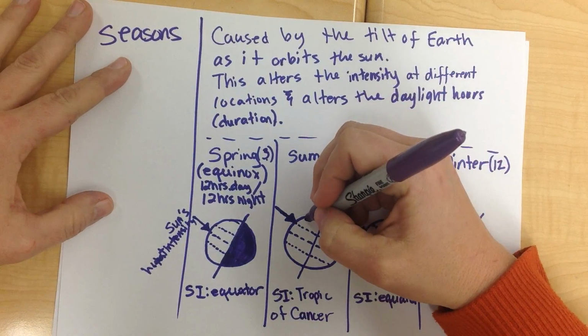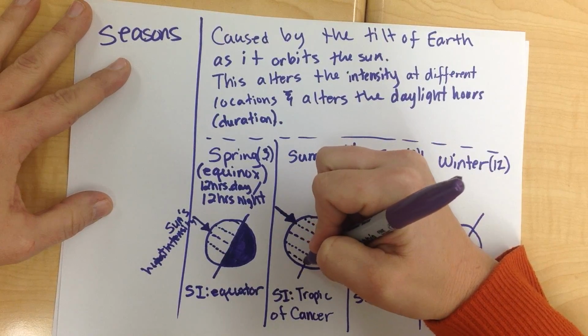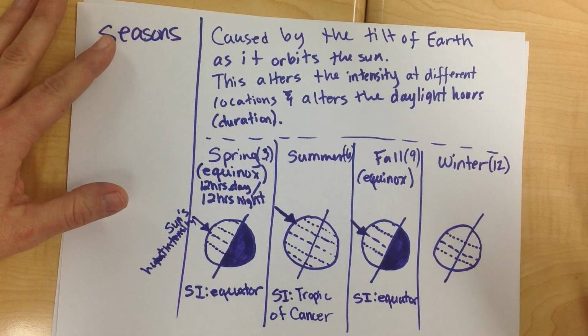Now I'm going to draw two more lines in here. This is the Arctic Circle. This is the Antarctic Circle. Neither of them has fries or shakes.